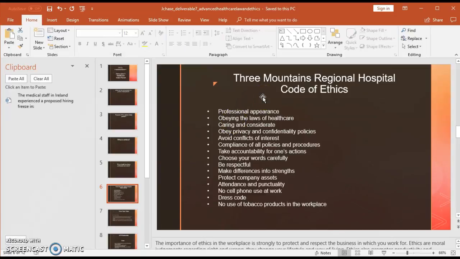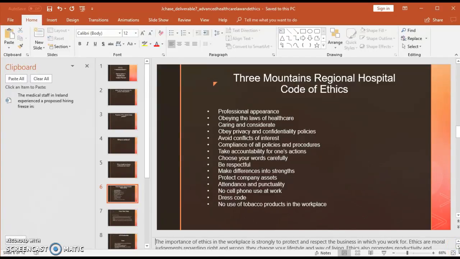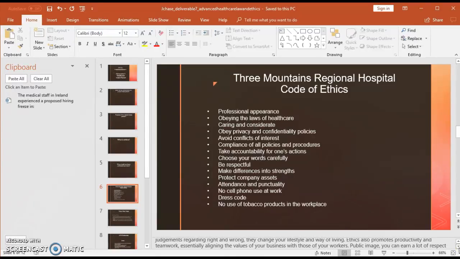The importance of ethics in a workplace is strongly to protect and respect the business in which you work for. Ethics are moral judgments regarding right and wrong. They change your lifestyle and your way of living. Ethics also promotes productivity and teamwork, essentially aligning the values of your business with those of your workers.